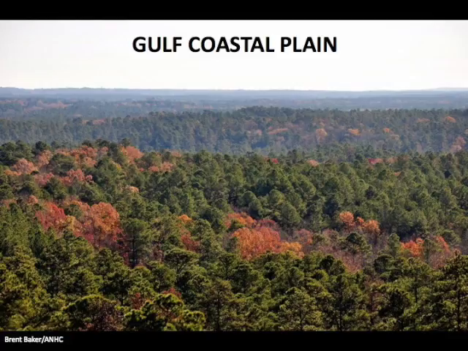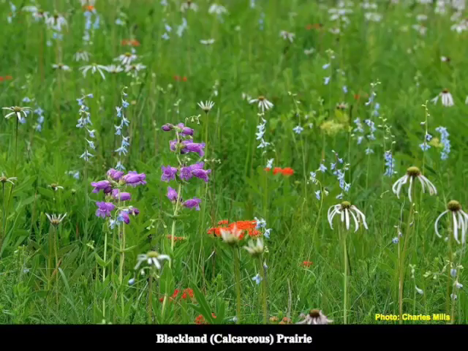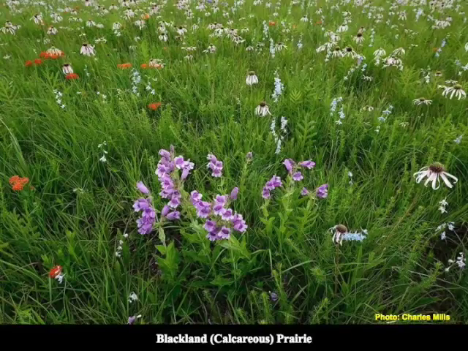Gulf Coastal Plain to our south. There's grasslands, blackland prairie remnants, high pH, former Gulf of Mexico. Fossiliferous, soft limestone and marl. Chalk outcrops. Incredibly diverse, a lot of rare species. Showy beardtongue.